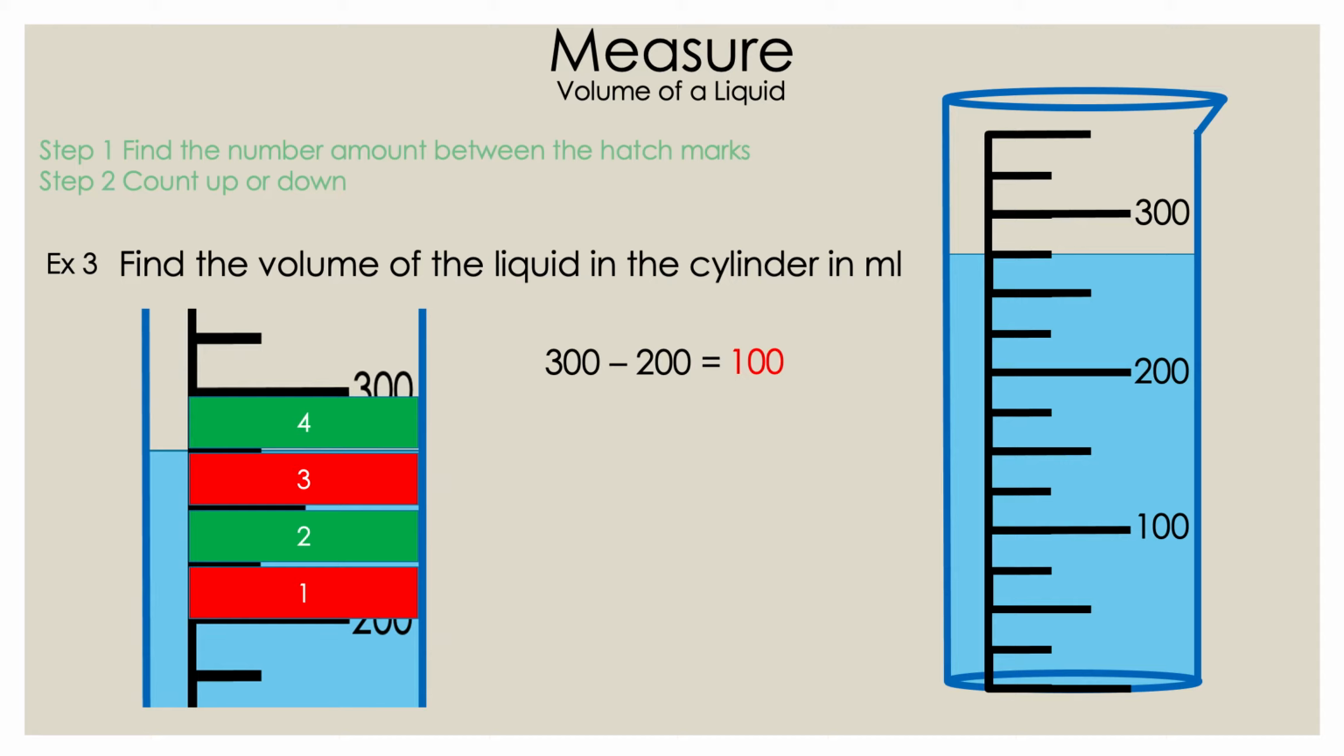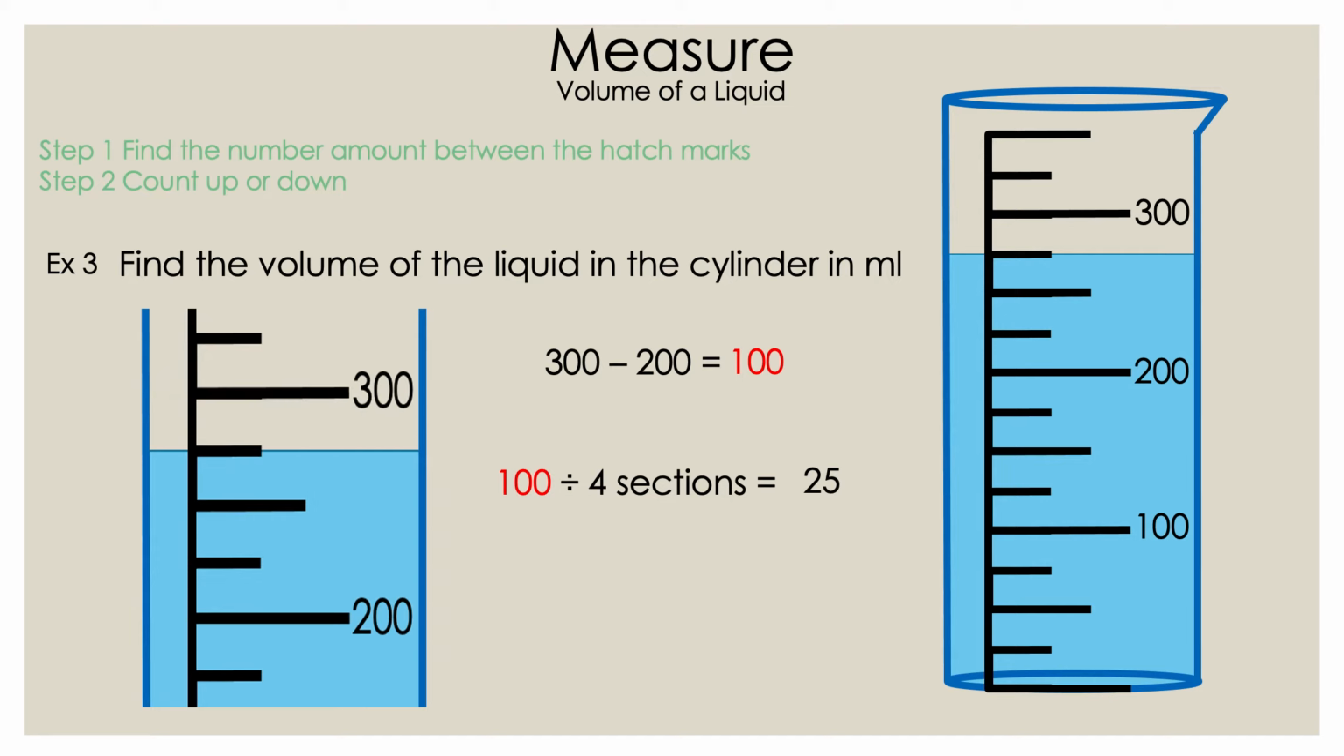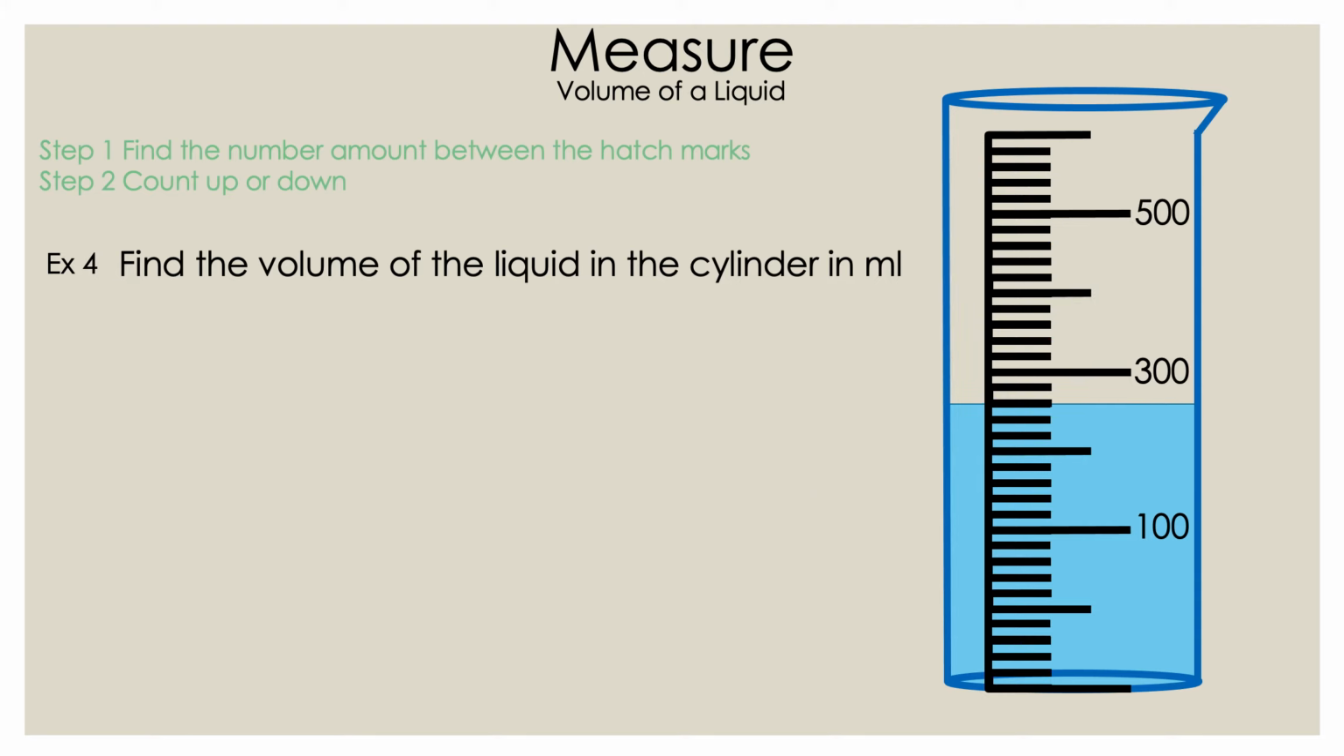Now we have to use that 100 we got from the 300 minus 200 and divide it by 4 sections, which gives us 25. So now we know the distance between each hatch mark, and we can start counting either up or down, whichever you feel more confident with. Since we're closer to 300, we're going to count down, and 300 minus 25 is 275 milliliters. There we have it. Let's look at the final example.